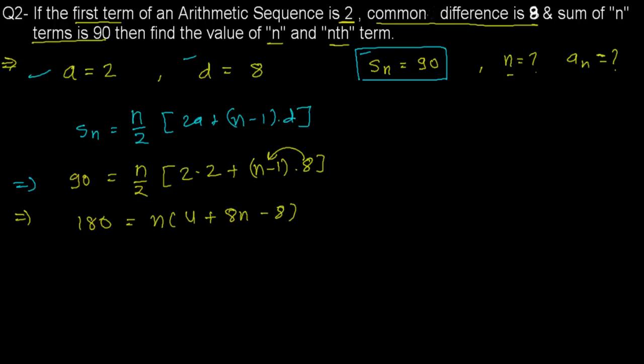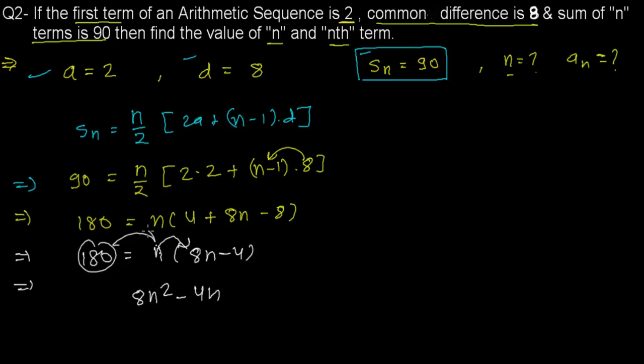Bracket close. Further it's going to be 180 equals n times, and later we'll multiply. First let's solve this. This is 8n and this is minus 8, plus 4 and minus 8, that's going to be minus 4. And now n will multiply this 8n and you'll get 8n square, and this n will multiply this 4, you'll get 4n. Let me bring this 180 to this side, so it's minus 180 equals 0, because you'll be left with nothing on the other side.